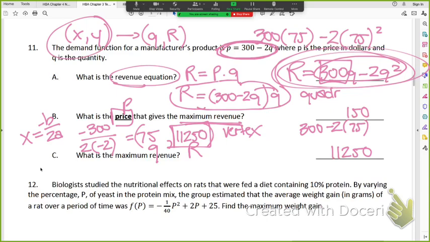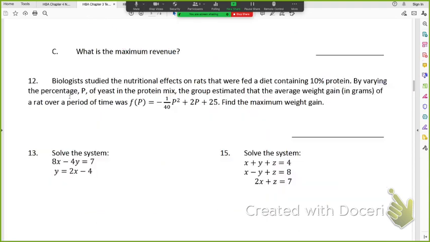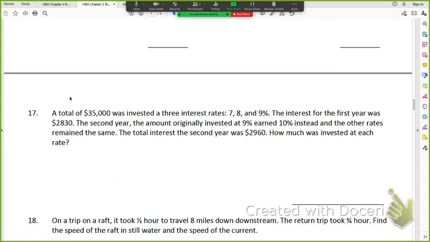Do we have any questions about 11? Actually, there's one right here. All right. If you want another one of those to look at, I can pass back your Chapter 3 quizzes as well, and you can look at that. All right. Last couple are back here with systems.